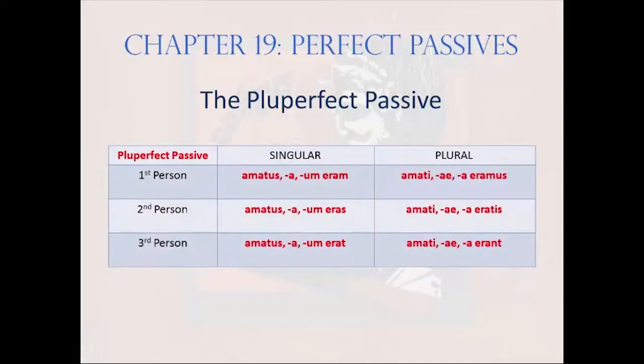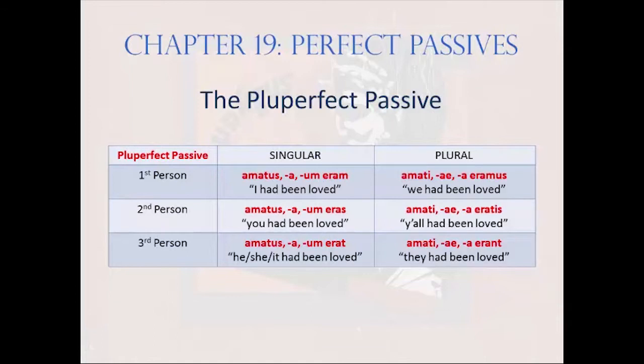Here is amo conjugated in the pluperfect passive. Amatus, a, um plus eram, eras, erat, and so on. And here is its translation. I had been loved, you had been loved, etc.